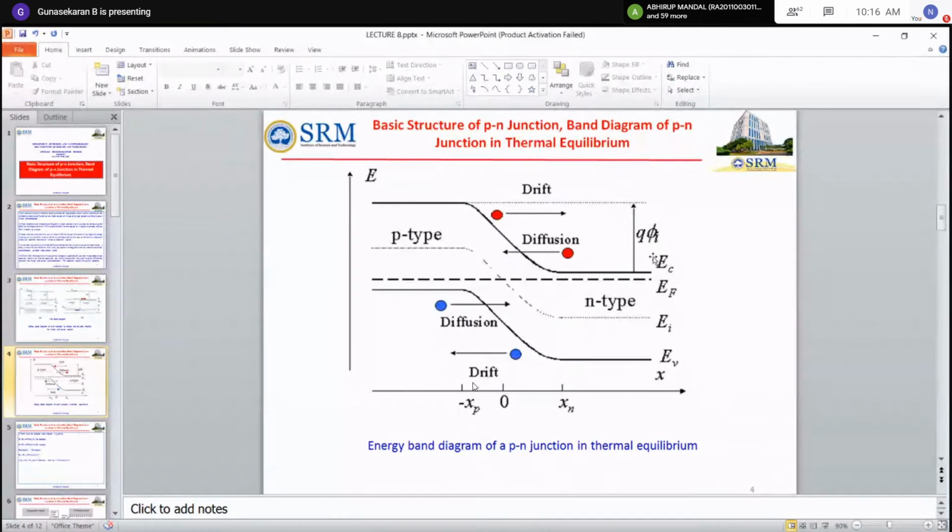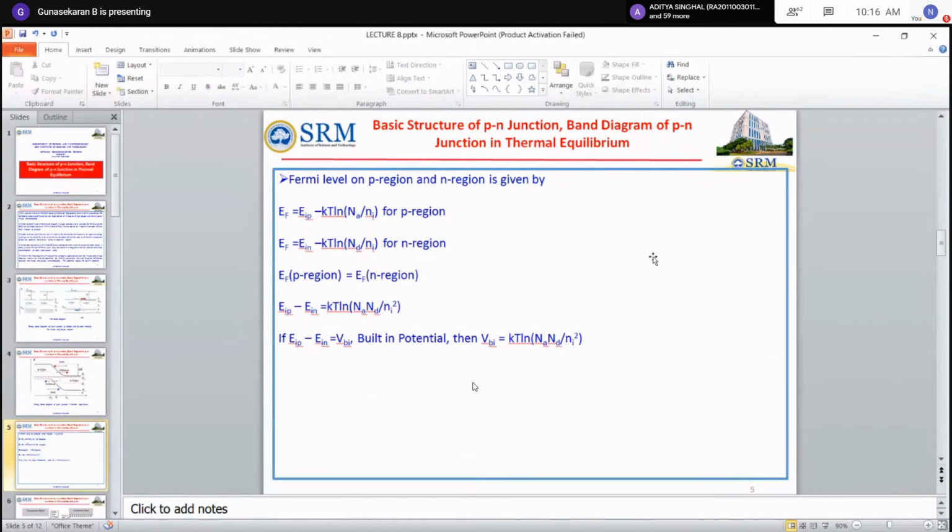Then what is the equation? That equation we already discussed in module 2, lectures 2 and 3, and the same is repeated here. For the P region, my EF is nothing but EiP minus KT log of NA by Ni, and for the N region, it is Ei minus KT log of ND by Ni.